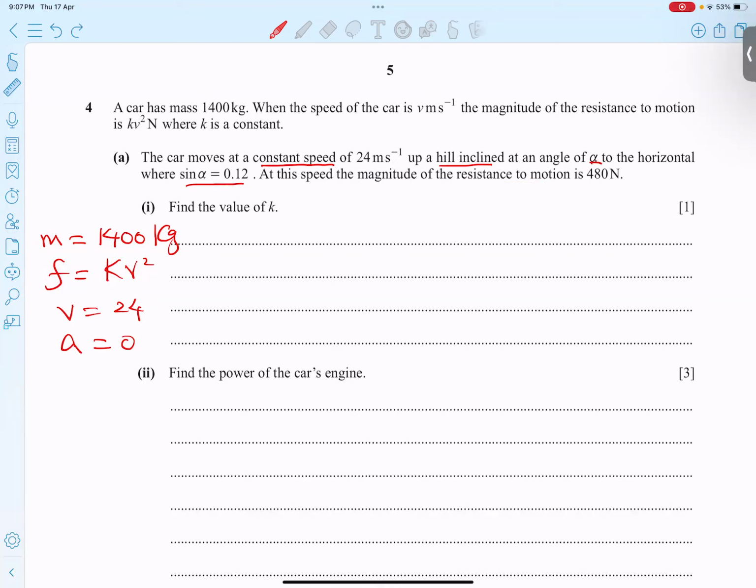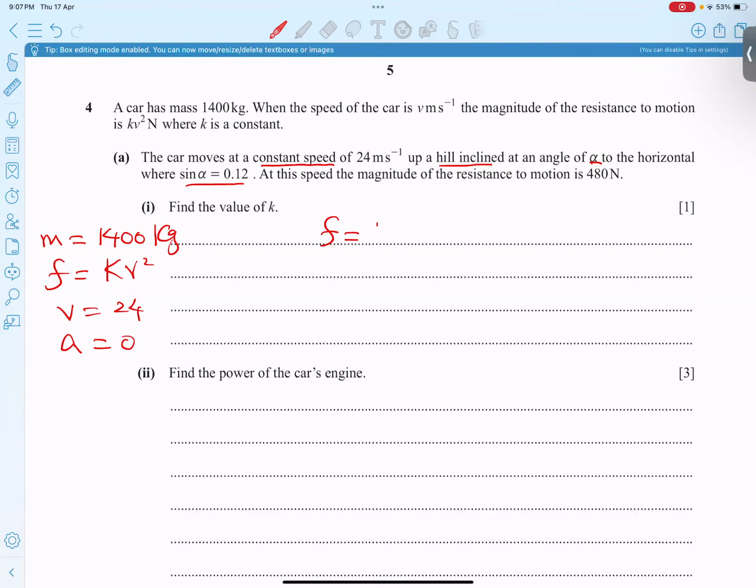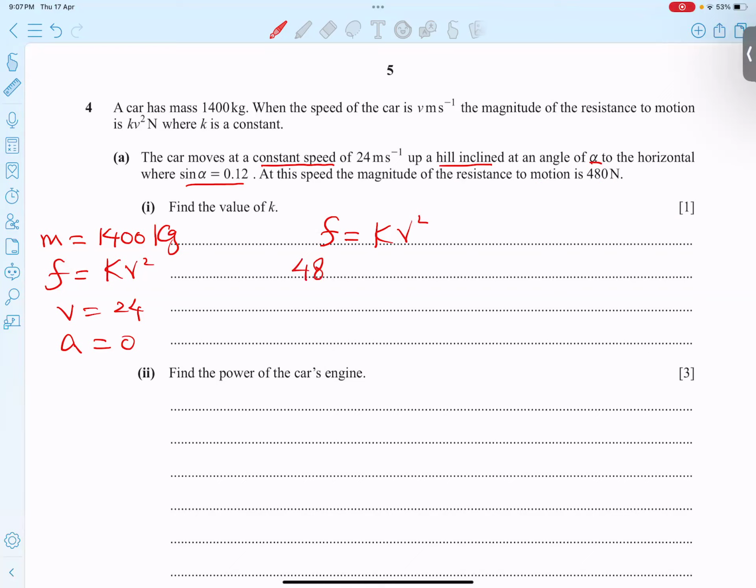So I'm starting now. F is equal to kv squared. In place of friction I put 480, K unknown, and speed is 24. So I divide 480 by 24 squared, and I got a K value of 5 upon 6. So let's go for the next part: find the power of the engine working.